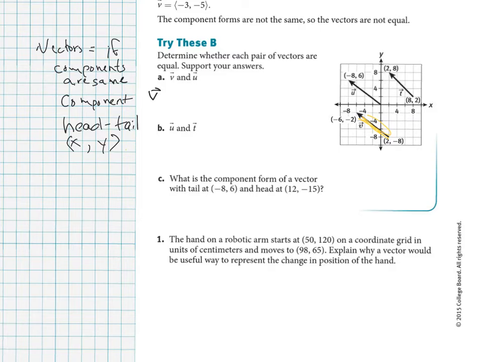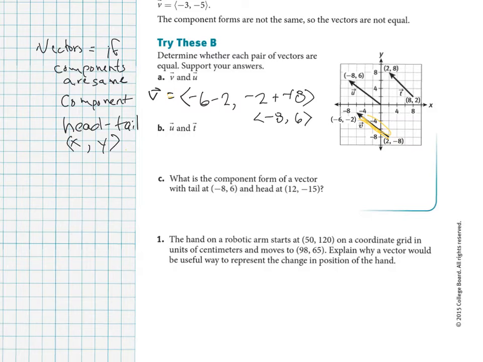So for vector V, I'm going to do x's first, all right, because that's the component form. Component form is x first. So for vector V, let me put this back into black here. So I'm going to have -6 minus a +2. And then for the y's, I'm going to have -2. You have to go in the same order. You got to go head minus tail, -2 minus a -8. So those are positive. And so our component form for vector V is going to be -8, 6.